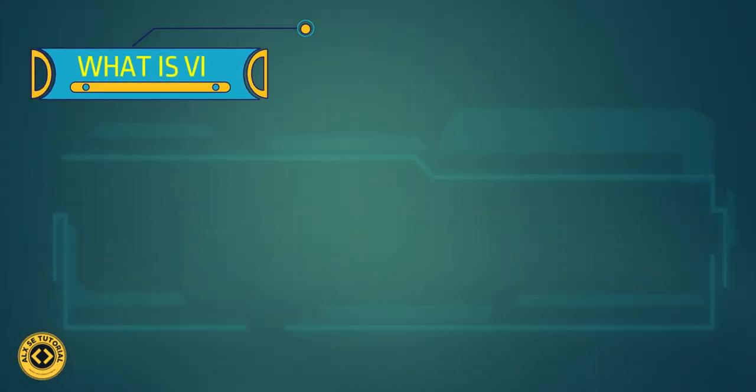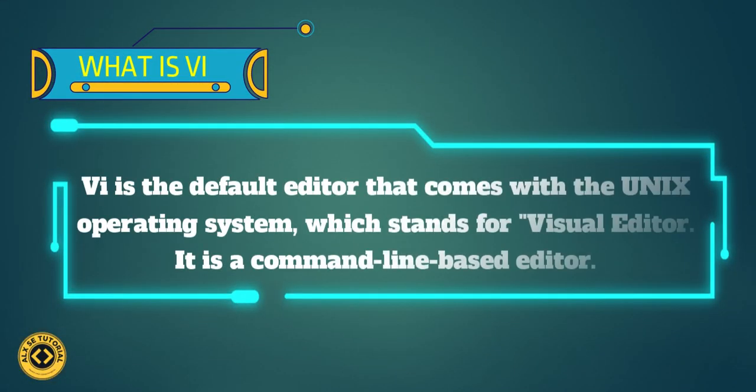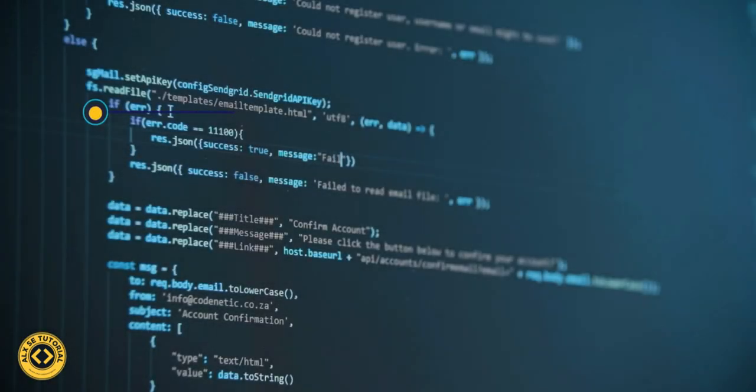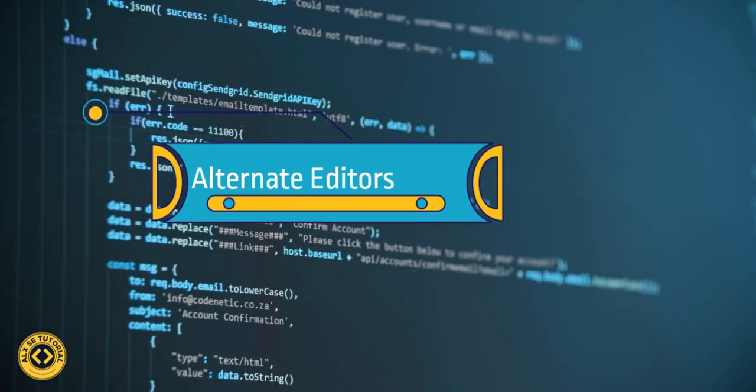What is VI? VI is the default editor that comes with the Unix operating system, which stands for Visual Editor. It is a command line based editor, meaning it operates within a terminal or console environment rather than having a graphical user interface. Alternate editors for Unix environments include Pico and Emacs.